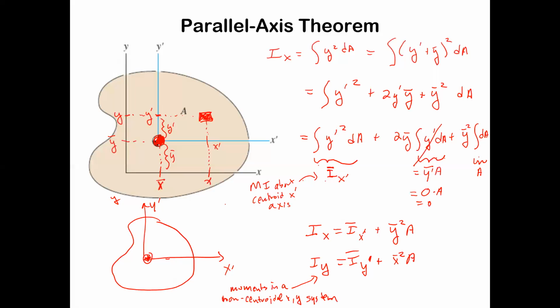The X and Y axes are not aligned, or they're not going through the centroidal axes, right? They're not going through the centroid of that body. So they're just some random XY system, right? And what it's saying is the moments of inertia in those non-centroidal XY systems are going to equal the, and what these guys are, these are the centroidal moments, the moments about the centroidal axis.